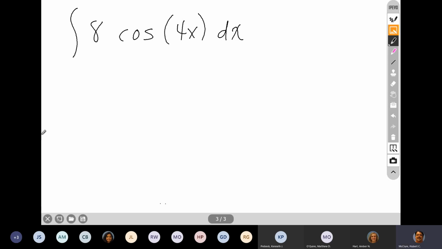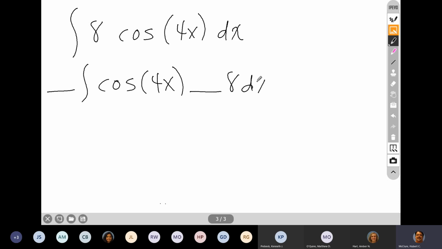All right, that's 1 minute and 30 seconds. You should at least have it down 3/4 of the way. I'm going to rewrite mine. Blank antiderivative cosine of 4x, blank 8 dx.